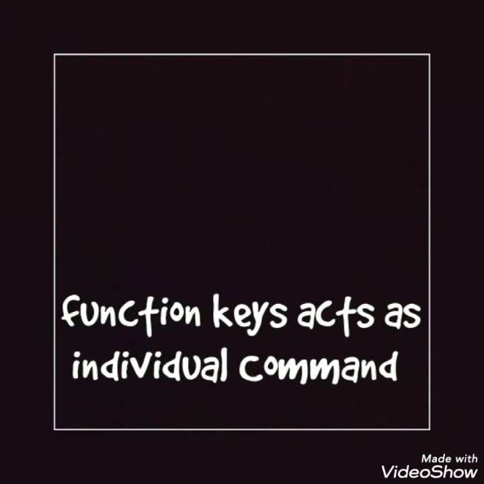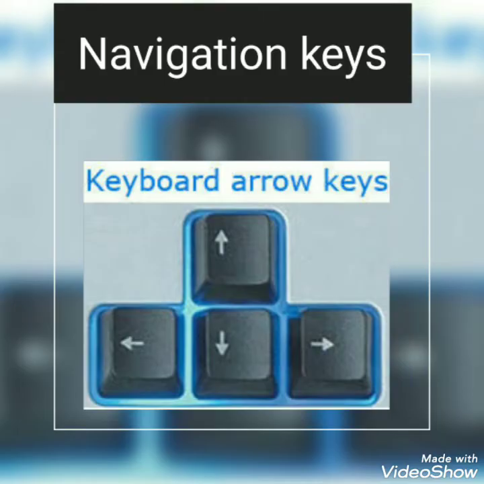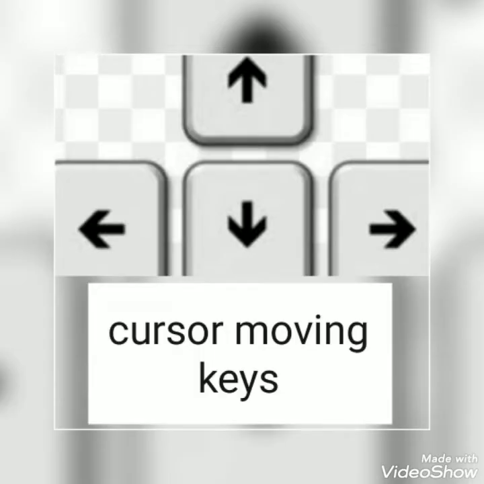Then are navigation keys. These keys are also known as arrow keys. There are 4 arrow keys on the keyboard. They are used to move the cursor on the screen. Arrow keys are also known as cursor movement keys. The 4 arrow keys are up arrow, down arrow, left arrow, and right arrow.